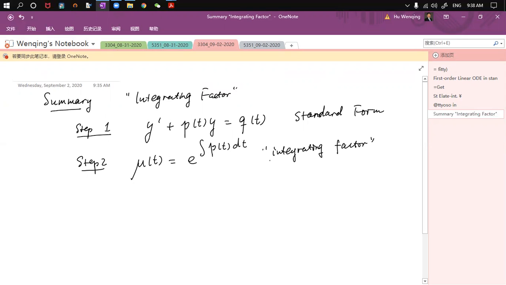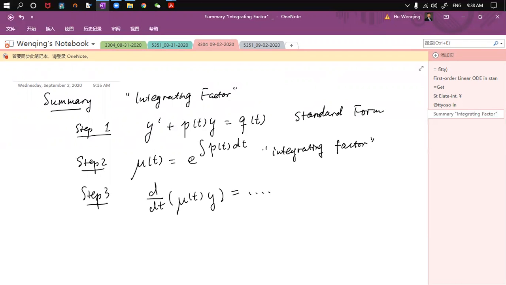As long as you calculate the integrating factor, the third step is to consider d by dt of mu of t multiplied by y. Then you're able to calculate this derivative using this equation as well as the integrating factor. So that's the essence of this integrating factor method.